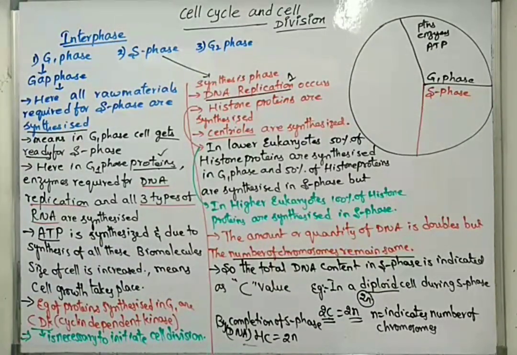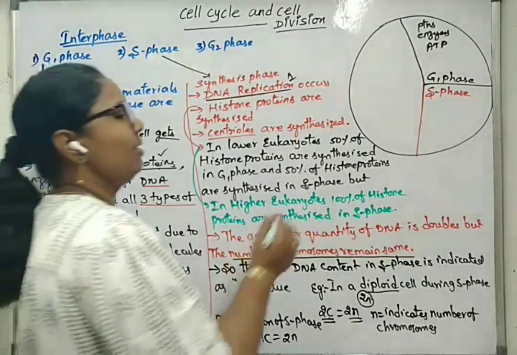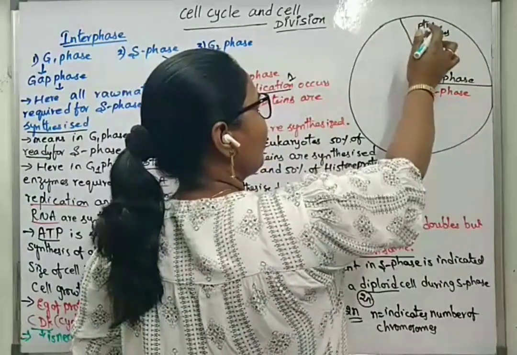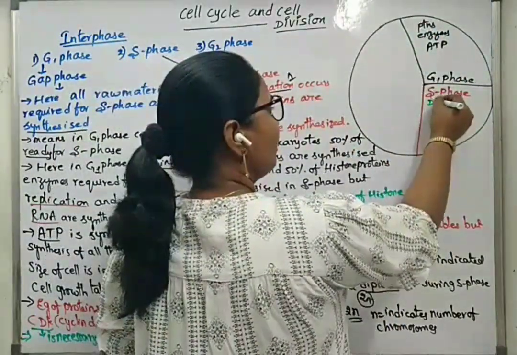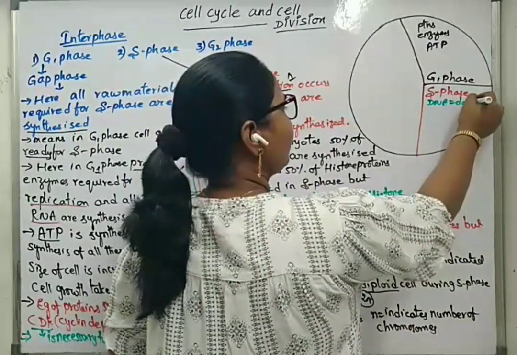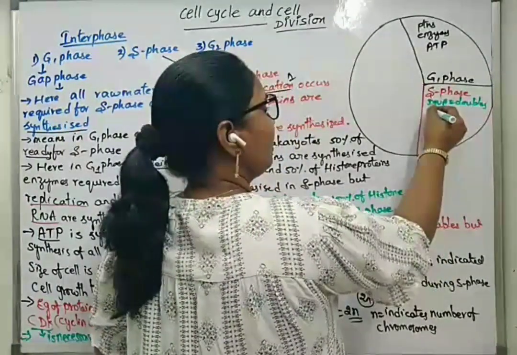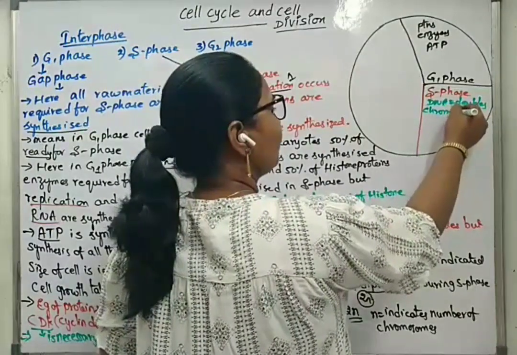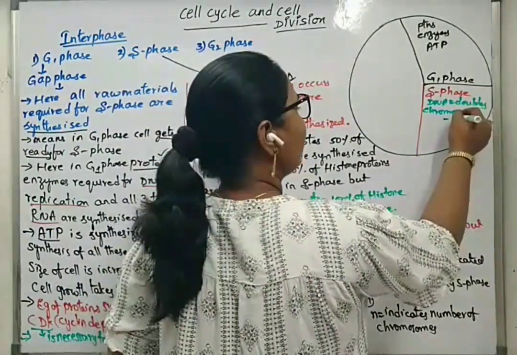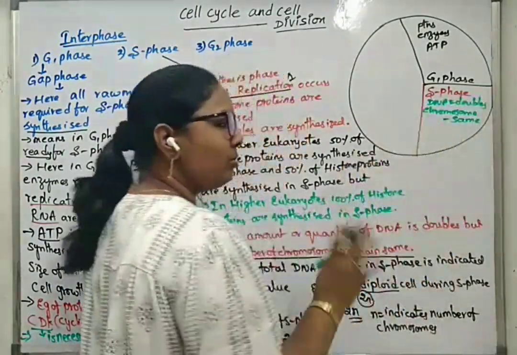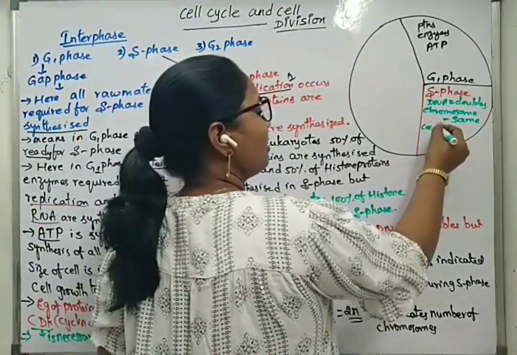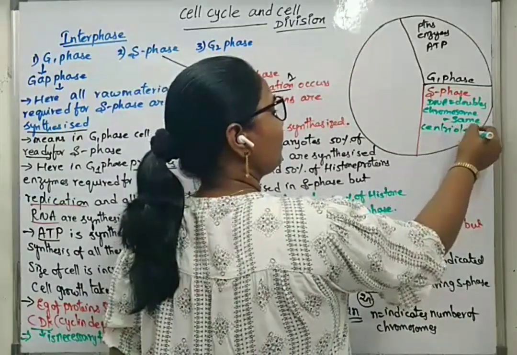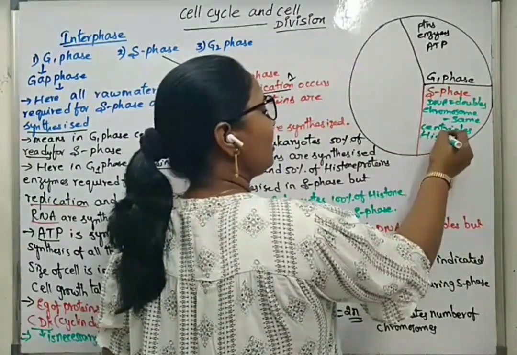These are some of the important points regarding G1 phase and S phase. We will write here, as we have written here, some of the proteins are synthesized, enzymes are synthesized, ATP is synthesized. Here, DNA is doubled. Next, chromosomes remain same. There is no doubling. The number of chromosomes will be same. Here, centrioles are synthesized. Histones are synthesized.